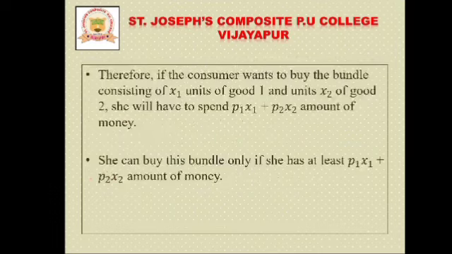of money. That means a consumer can buy both these commodities, this bundle of commodities, when he has the amount P1X1 plus P2X2. That means if he has enough money to buy the goods and services, then only he can spend his entire income for getting these two goods. So we can write like this: P1X1 plus P2X2.